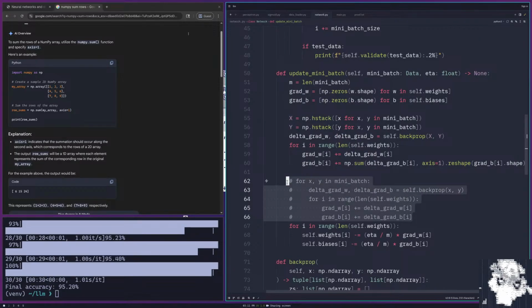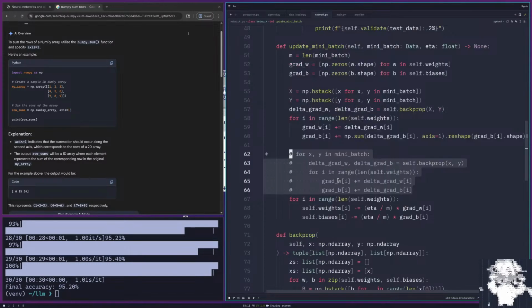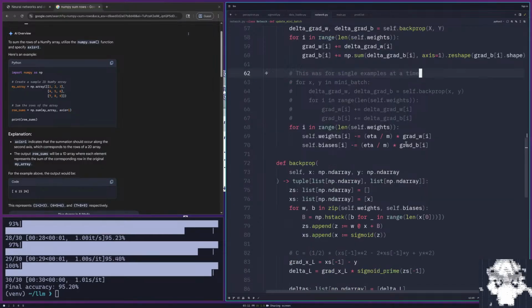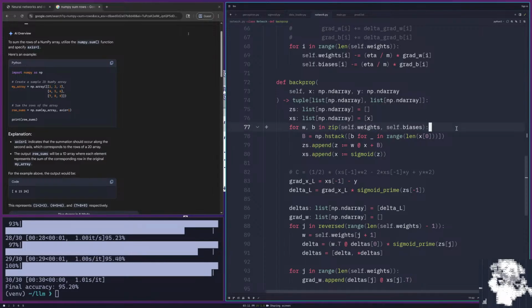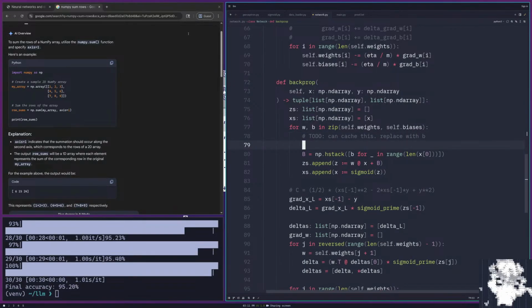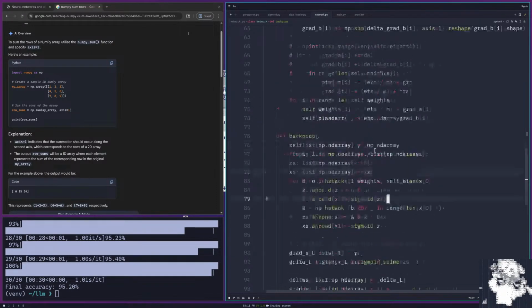I guess I don't need this anymore, unless the way I'm doing this is going to be annoying later. So I guess I'll keep it in a comment. This was for single examples at a time. To do: can cache this. Replace with B if doing single examples. Okay.